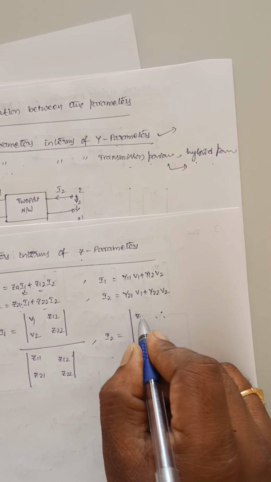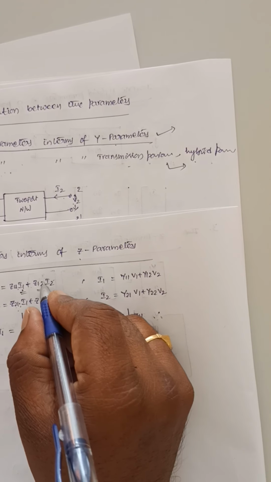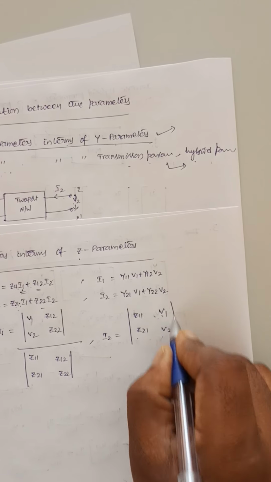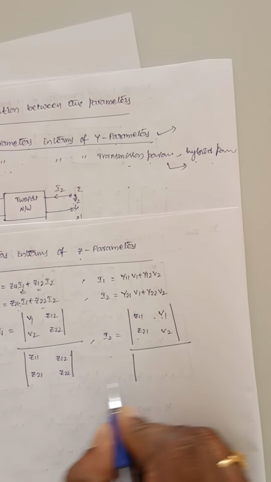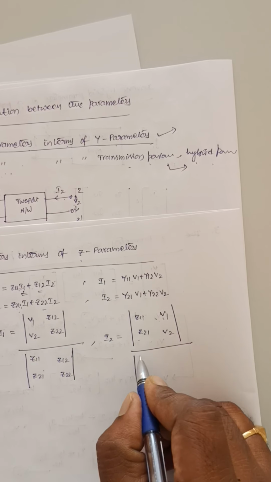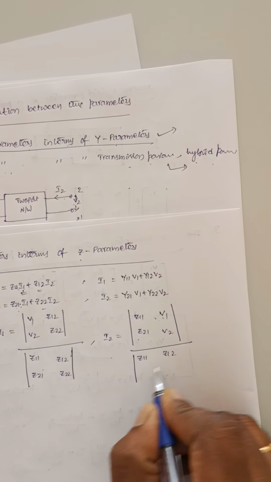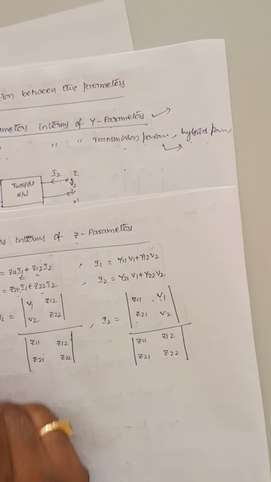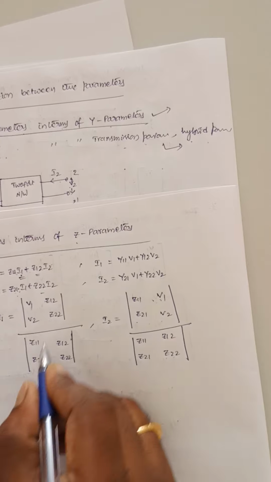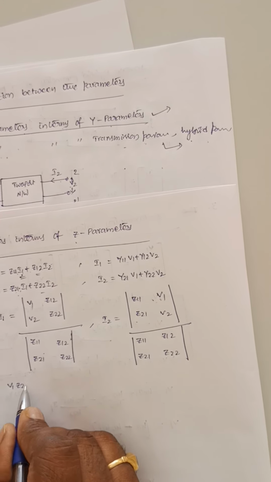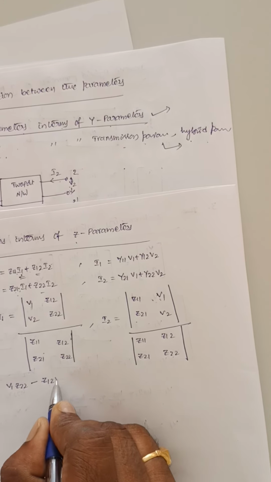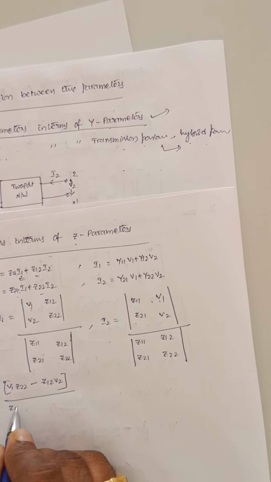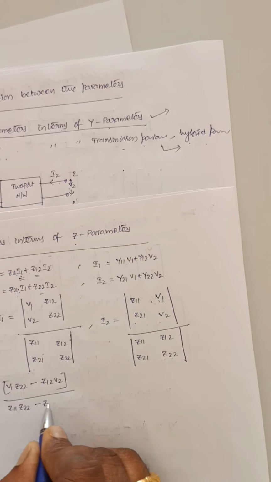Similarly, for I2, you write the first column as it is, that is Z11, Z21, and in place of Z12, Z22 you write V1 and V2, divided by the same determinant, Z11, Z12, Z21, Z22. Now I1 is equal to V1 into Z22 minus Z12 into V2, divided by Z11 Z22 minus Z21 Z12.